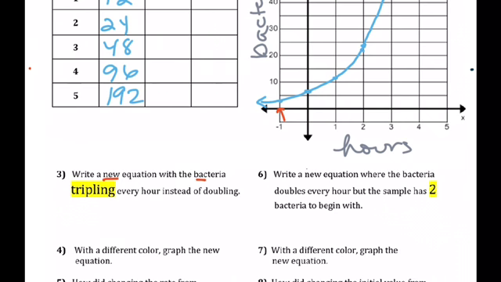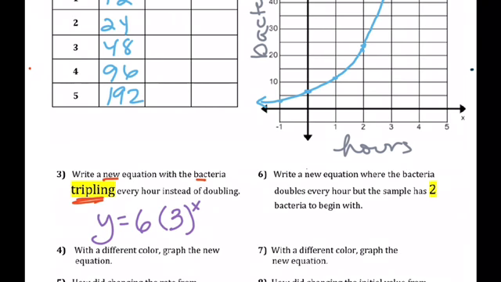But this time the bacteria is going to triple instead of doubling. So how would your equation change? I'm going to use a different color for this one, and I'm going to write my new equation. So how does my equation change if the bacteria is tripling instead of doubling? Hopefully, you know, we're still starting with 6, but we're going to do 3 to the x power instead of 2. So again, I'll go through and show you on the calculator how to put that in and how to change things.